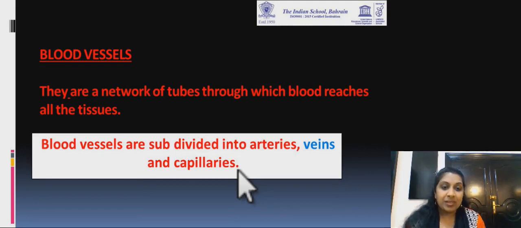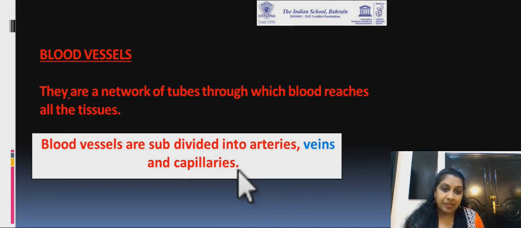The arteries are the blood vessels that carry oxygenated blood from the heart to the different parts of the body. The walls of the artery are thick and elastic because the blood emerges from the heart under high pressure. To withstand the high pressure by which the blood flows, the walls of the arteries are thick and elastic.